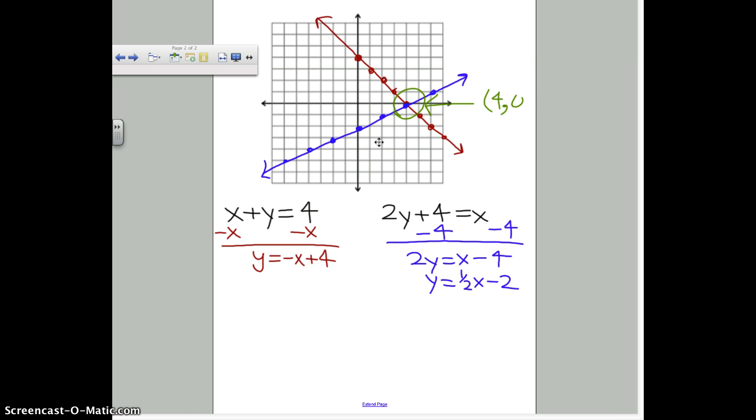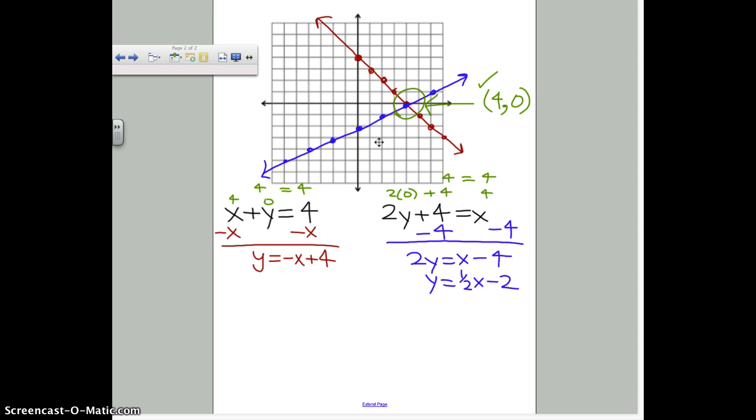4, 0. Now you can always check if something is an answer. Plug in 4 for x, 0 for y. 4 plus 0 is 4. You bet that equals 4. Over here, 2 times 0 plus 4, and then a 4 over here for x. 2 times 0 is 0, so 4 equals 4. It satisfies both. This is our solution. You should always know if you have the right solution.